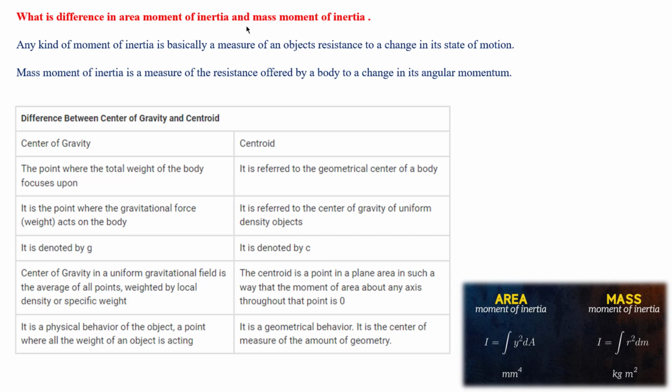Here it refers to the geometrical center of the body. I think it is the same thing. It is the point where the gravitational force acts on the body. This is the center of gravity point, where the whole weight acts. Here it refers to the center of gravity of an object of uniform density, so it is totally related to the mass of the component. If you consider the center point, that is the center of mass, where the whole density will be like the centroid.